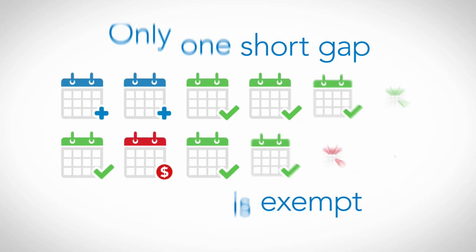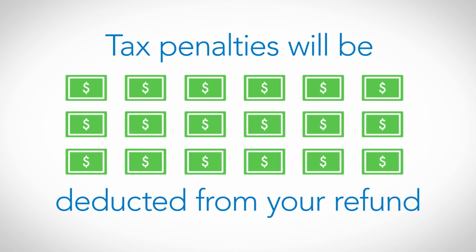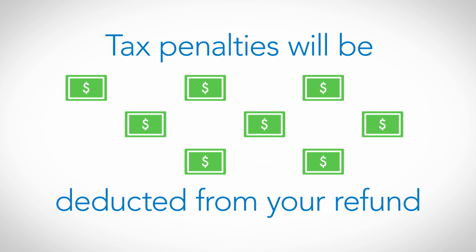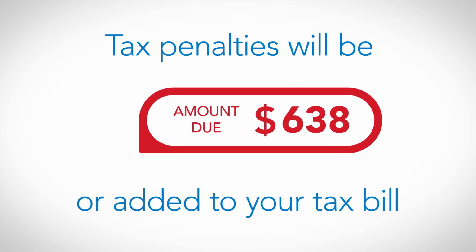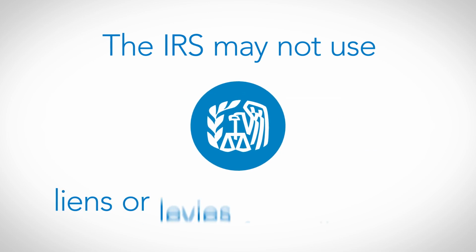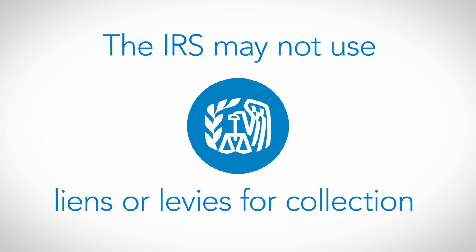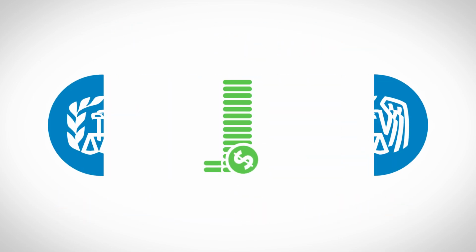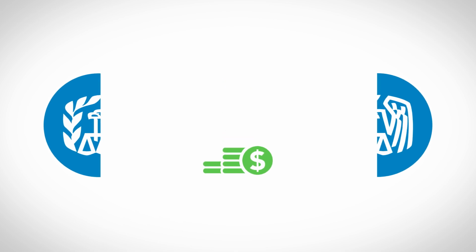When you file your tax return for the year you were uninsured, your tax penalty will either be deducted from your refund or added to your tax bill. By law, the IRS may not use liens or levies to collect Affordable Care Act tax penalties, but they may take the penalty out of your expected tax refund.